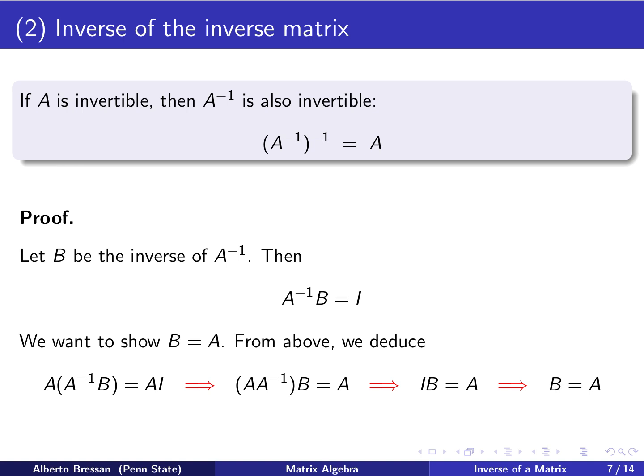So what is this product? Well, now we can play the same trick again. We can multiply the first two together and then the third. So this will be A times A inverse times B. And on the right-hand side, A times identity is just A. And now we use A times A inverse: A is invertible, and this product gives you identity. So you have identity times B equals A. And what is identity times B? Well, it's just B. So you get B equals A, and that's what we wanted to prove.